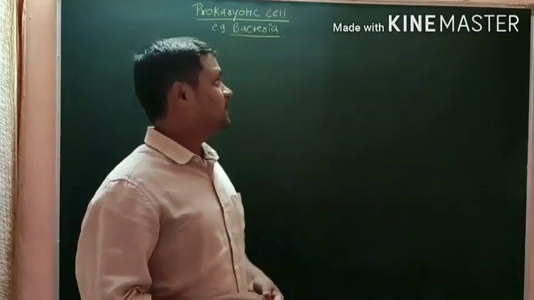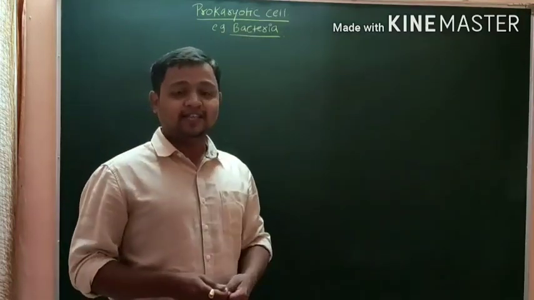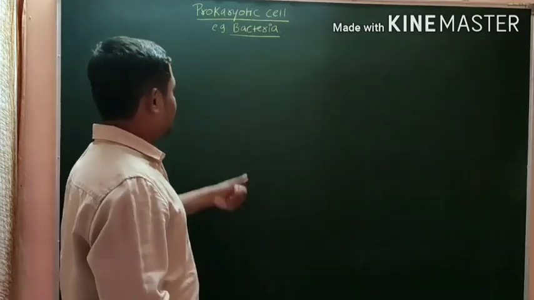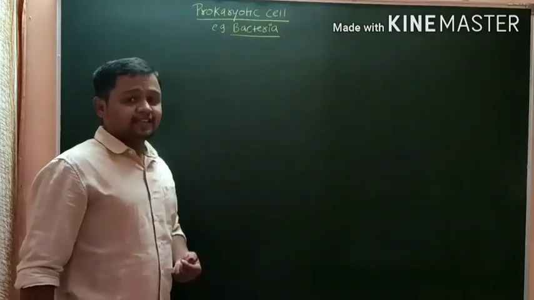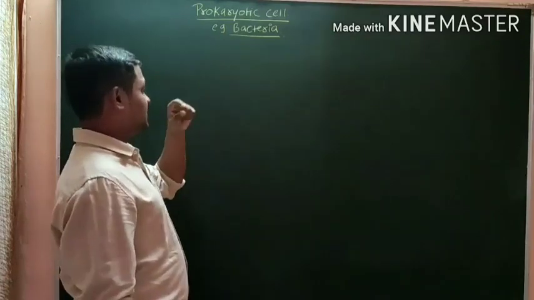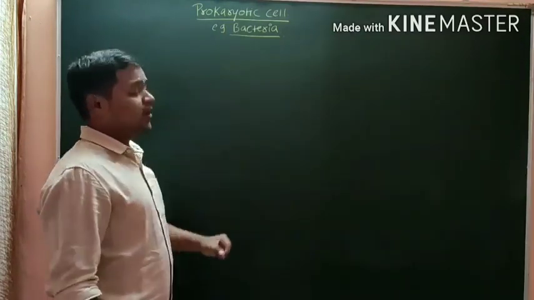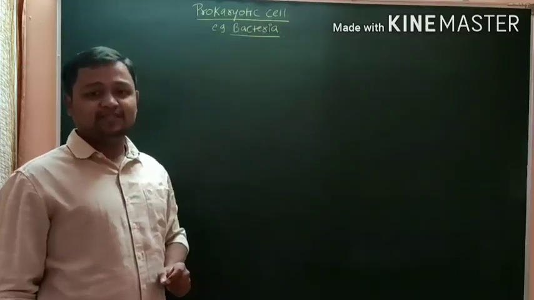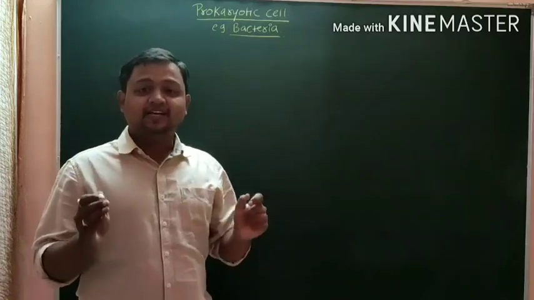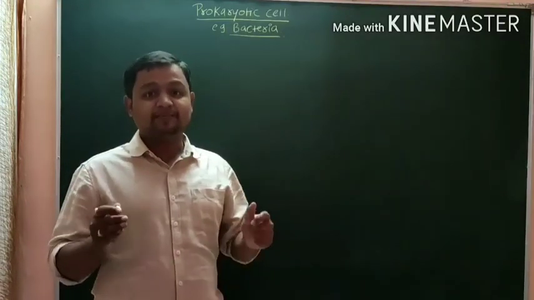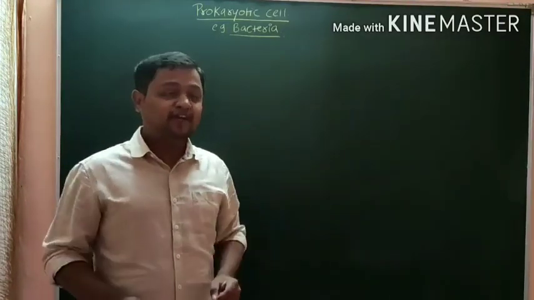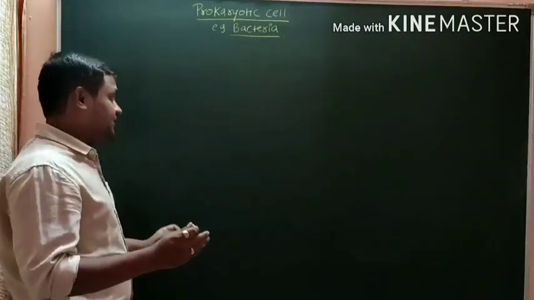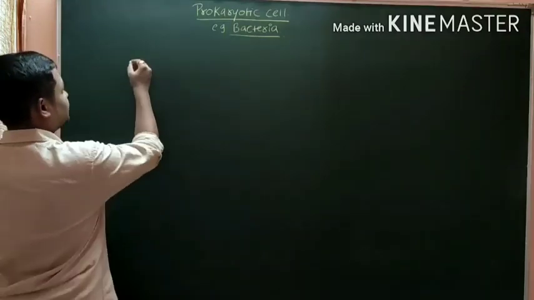Today's topic of discussion is prokaryotic cell, which is from the syllabus of BSc third year. The typical example of prokaryotic cell is bacteria. The meaning of prokaryotic cell is: pro means primitive and karyon means nucleus. The cell which contains a primitive type of nucleus, meaning the nucleus is not well developed. So here we are going to first draw the structure of a prokaryotic cell.